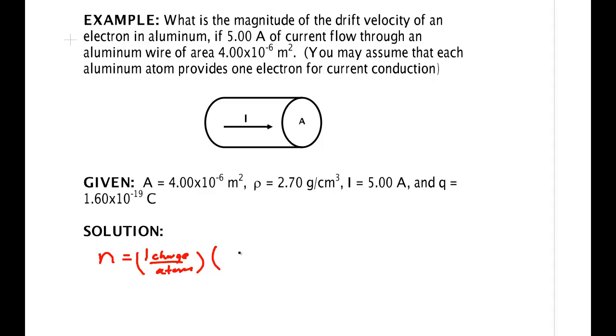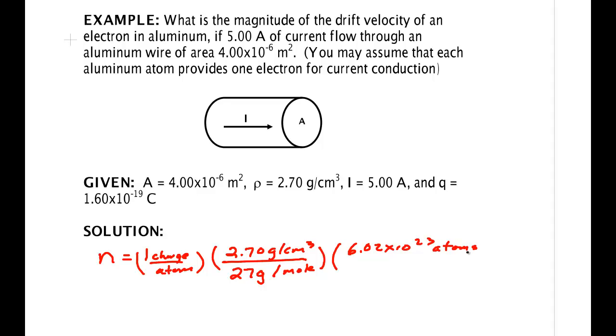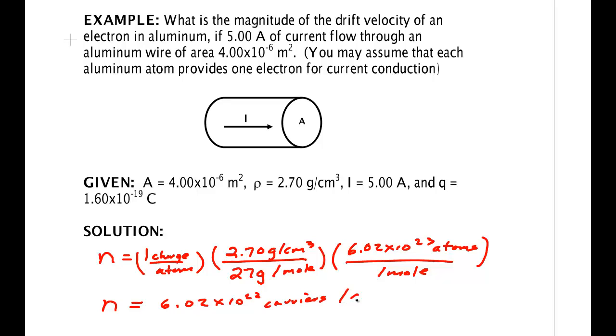To find the number of atoms, I know I have a density of 2.7 grams per centimeter cubed, and that the gram molecular weight of aluminum is 27 grams per mole. I have 6.02 times 10 to the 23rd atoms in 1 mole. Put those in and you get 6.02 times 10 to the 22nd carriers per centimeter cubed.